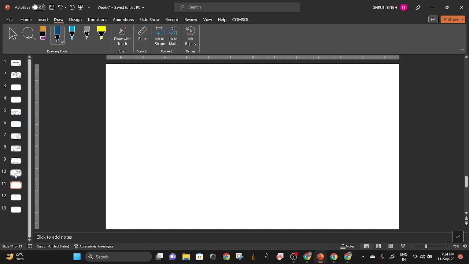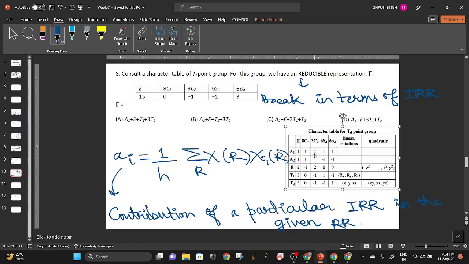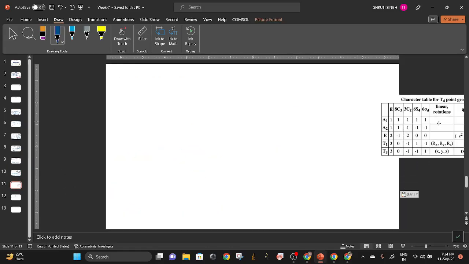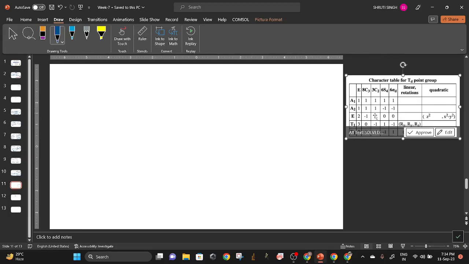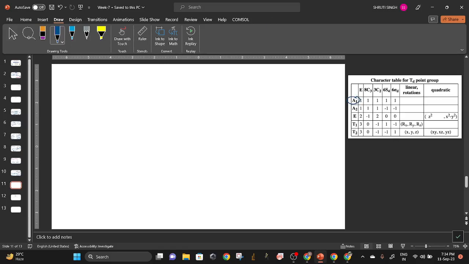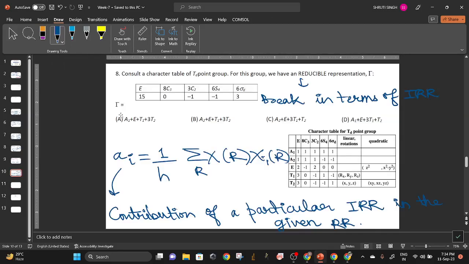Shall I bring the character table here? We don't need these parts. So first let's find the contribution of A1. The first irreducible representation is A1. Let's see how much A1 contributes in the given reducible representation, which is this: 15, 0, minus 1, minus 1, 3.